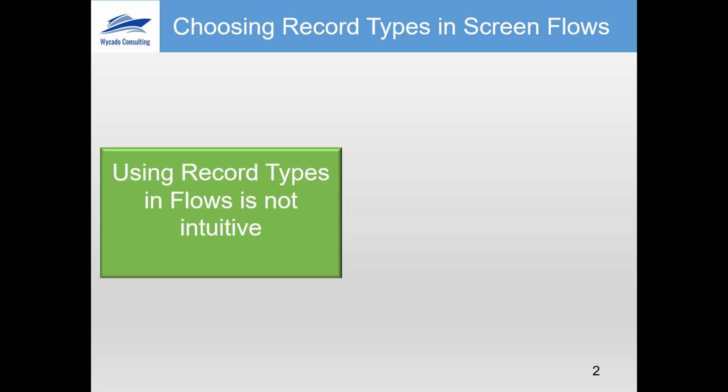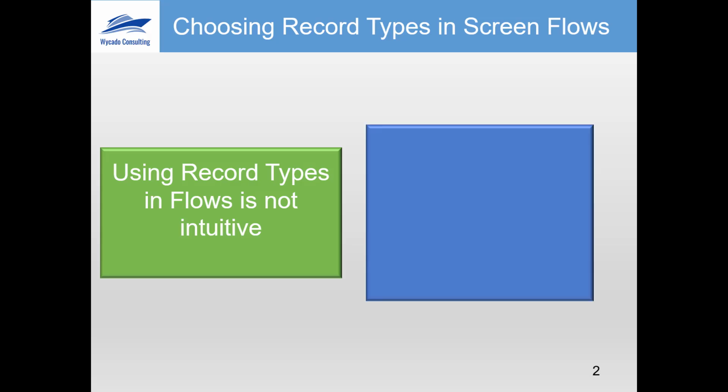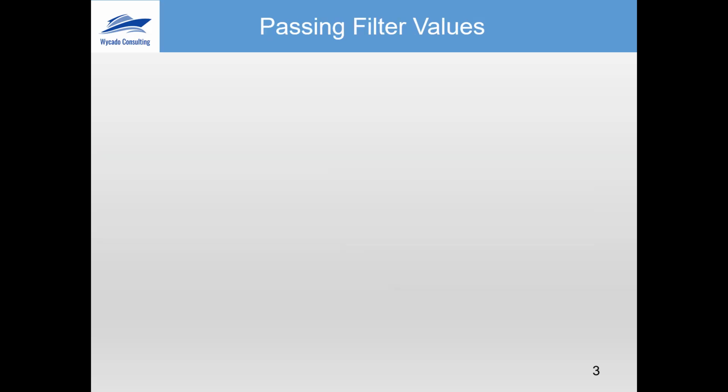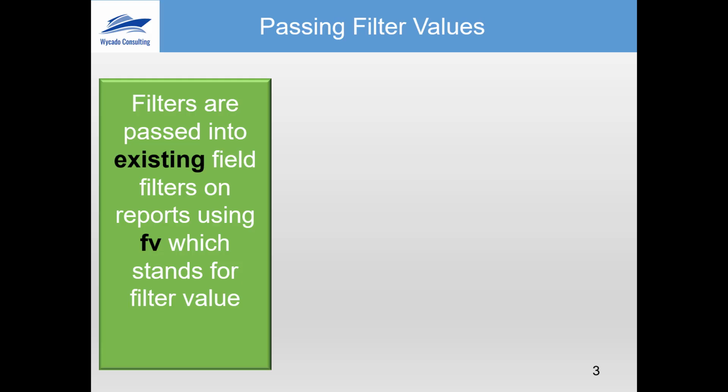Choosing record types in screen flows. It's not intuitive, not as simple as you would think. So we can use a record choice set, but we need to reference the S-object type field on the record type object to do this. Now, passing filter values into a report, they're passed into existing field filters on the report.